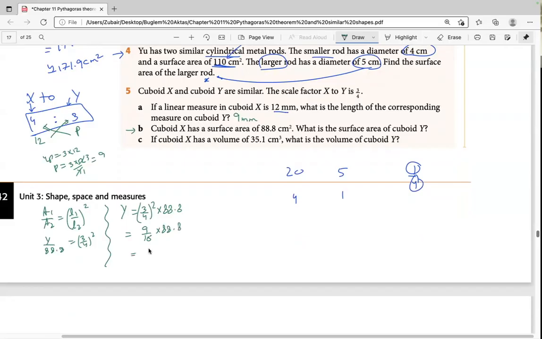49.95. So if we round up, we'll keep it as it is because it is exact answer and just two decimal places. C part.